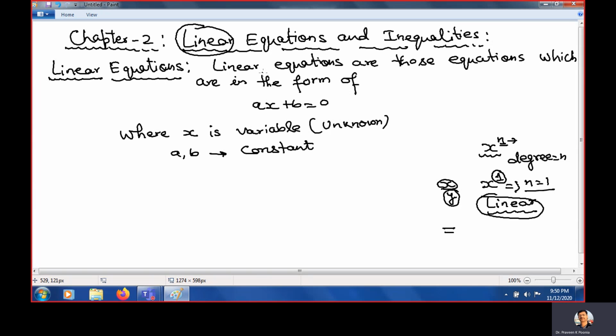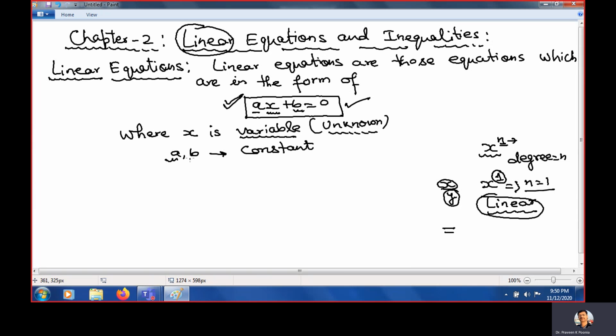Now the question comes, what is a linear equation? We call equations linear equations if they are written in this form: ax plus b is equal to 0. Only x is here, there is no x power 2. What is x? x is named as the variable, and what type of variable? Unknown. Unknown means the one for which we are going to solve this equation, meaning we are going to find the value of x in this linear equation.